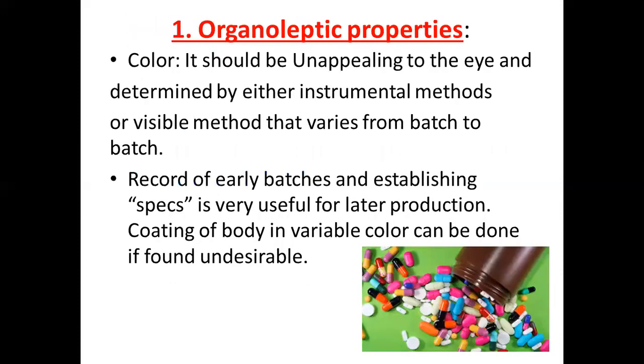Number one is organoleptic properties, and I have told you these properties are concerned with things like color, which are perceived through the senses of sight, taste, and smell. First is the color, and all human beings like better, appealing colors, and it should not be unappealing to the eye. It is determined by either instrumental methods or visual methods, and it varies from batch to batch. It means that color determination in organoleptic properties is important for the pre-formulation studies.